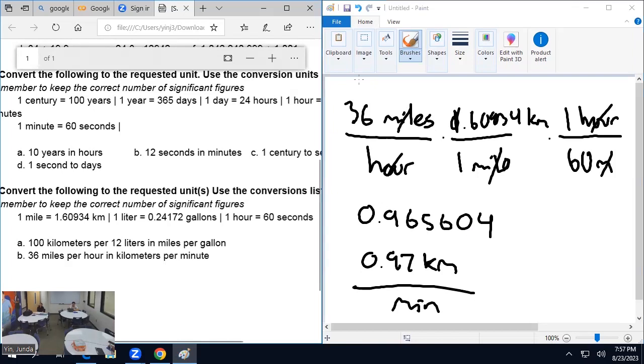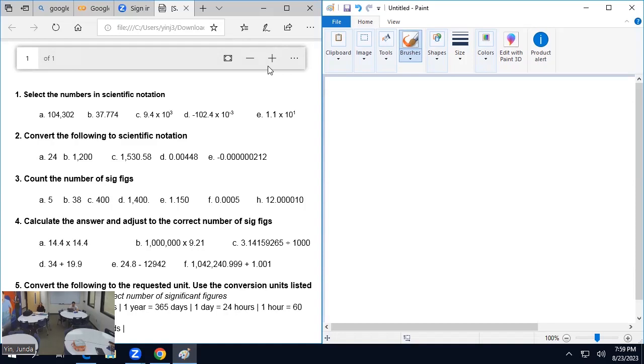1 hour equals 60 miles. No, that's 1 hour equals 60 seconds. Oh, 60 seconds. Wait, did I do 1 mile? 1 hour, 60. No. Yeah. There we are. For people who just want to do it and then check their work.